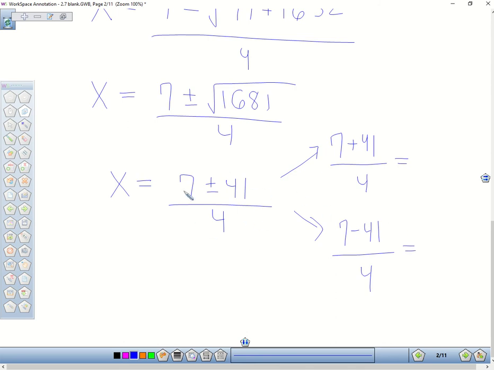Whenever you get to this stage where you have a number and a radical with the plus and minus, you just write it as two separate solutions, and yes, both of these we can solve further. So 7 plus 41 divided by 4 is 12, and 7 minus 41 divided by 4 is negative 8.5. So these are the two solutions I got.